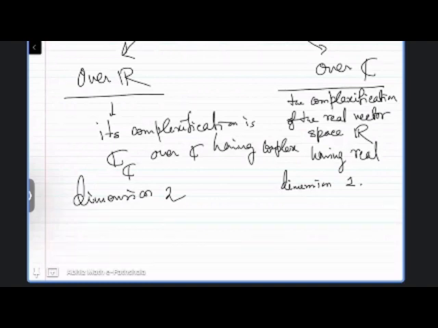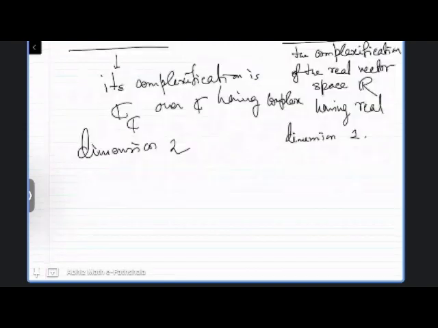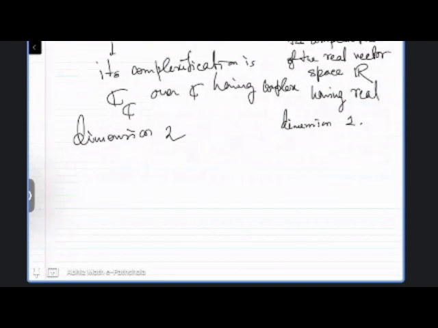So that means we are having different objects out of this complexification notion, from the same field, just looking at the same field over different subfields. Okay. So what does this suggest?